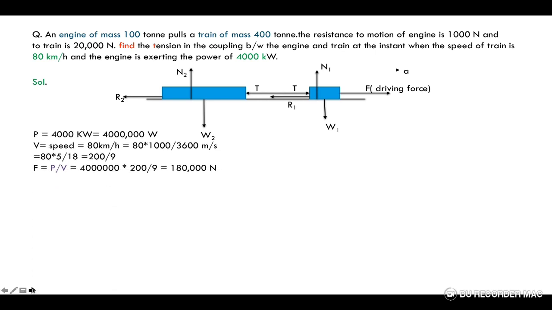Being internal forces, we will not bring them into calculation. So here the information P is given. You will convert your power into watts, and the speed which is given in kilometers per hour, we will convert into meters per second. After conversion you will see this and you can calculate now the force which is equal to this.